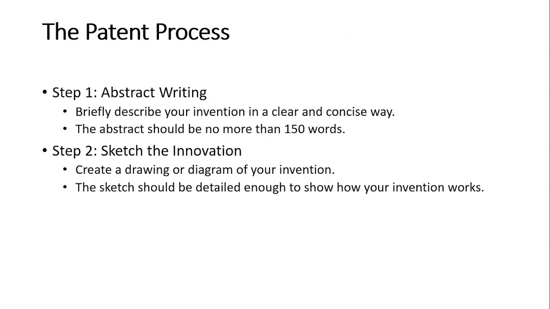Then the patent process. How do I prepare the patent, which is the next step? Step 1, abstract writing. In abstract writing, you briefly describe your invention in a clear and concise way. I will explain with my product. The abstract should be no more than 150 words. So you prepare the abstract like journal preparation.